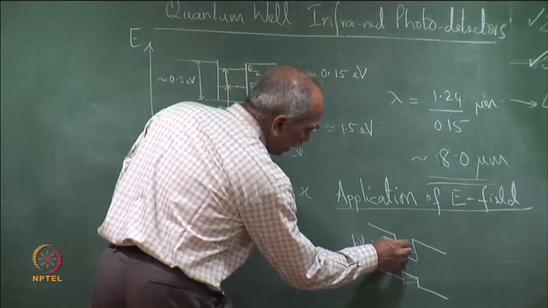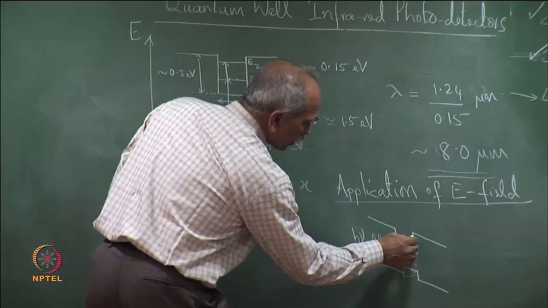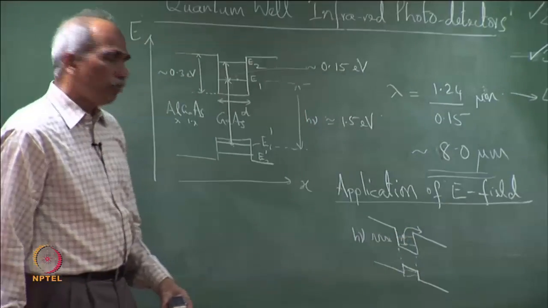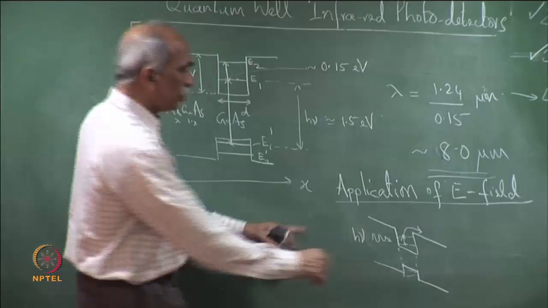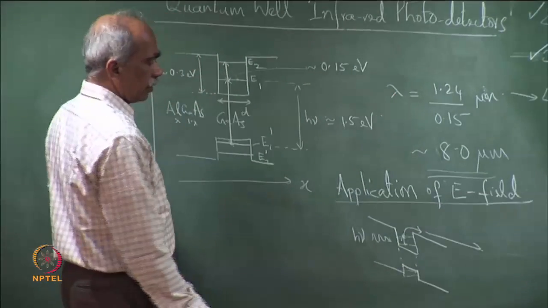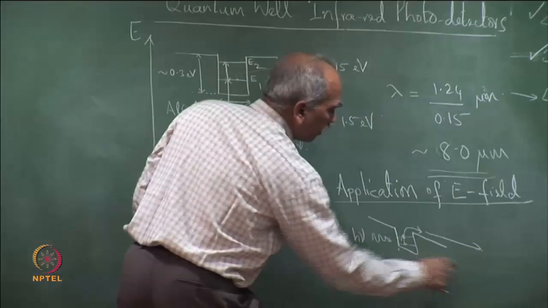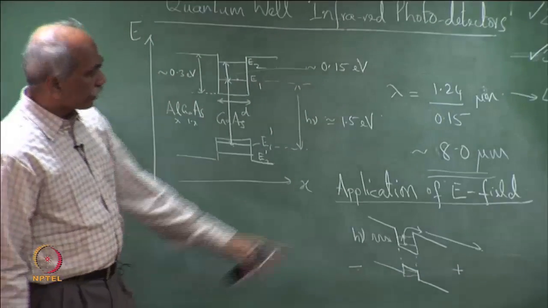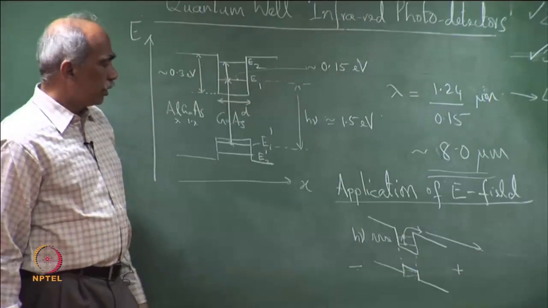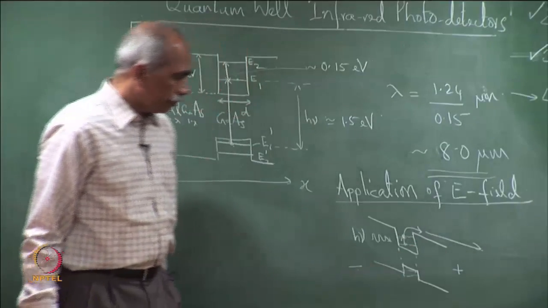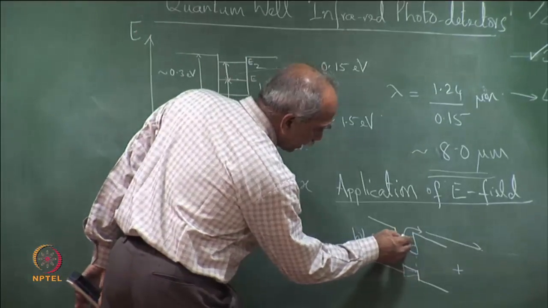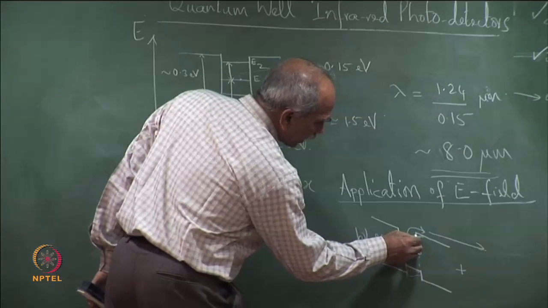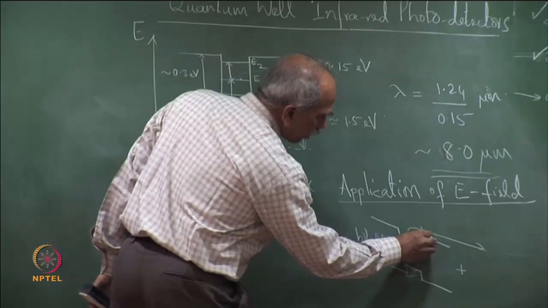The electron which is here can spill over, because the potential barrier is now much smaller. That is thermionic emission, mounting over the barrier, and then it will be swept to this end because of the applied electric field. On this side we have applied a positive and on this side a negative, so the electron will be swept to the electrode. It can also tunnel through, because now the barrier thickness here is very small, so the electron could tunnel through and come out.